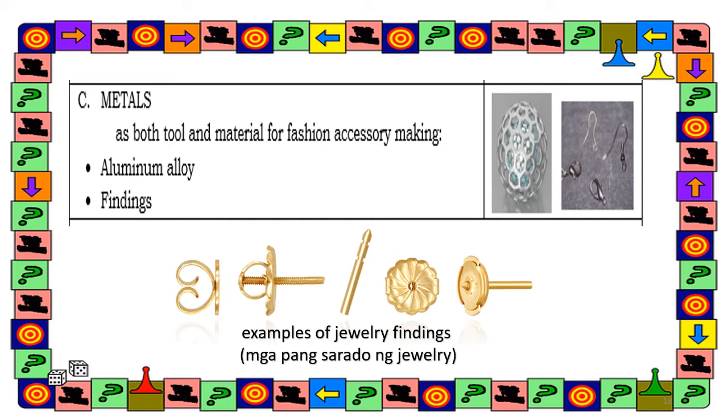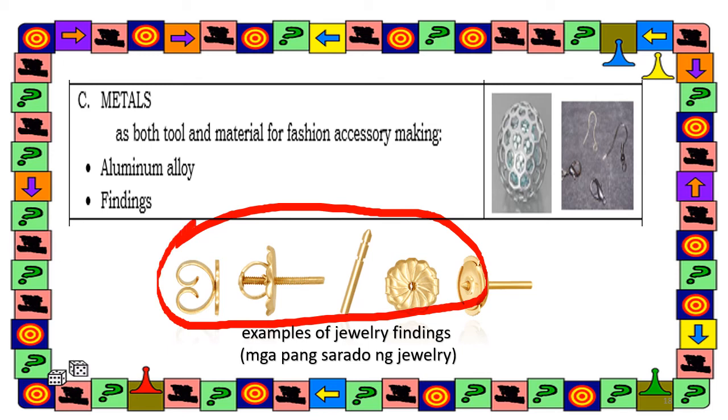Of course, we have metals. Metals function both as tools and materials for fashion accessory making, examples of which are aluminum alloy and findings. So when you say findings, these are the ones closest to jewelries, especially earrings. So the ones that you can see here are examples of jewelry findings, or in Tagalog, mga pangsarado ng jewelry.